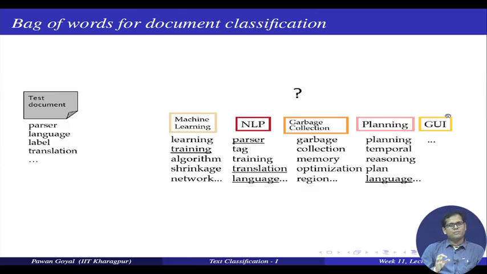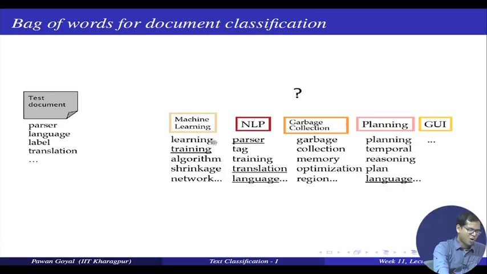Now these documents will contain certain words. Okay, so what is the bag of words model? You assume that a document is nothing but a bag of words. All the words that occur in the document correspond to this document: learning, training, algorithm, shrinkage, network, etc. This is the whole document, and it is assigned a category of machine learning.